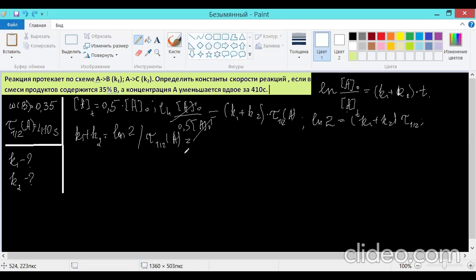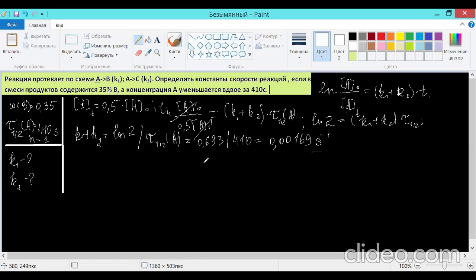The natural logarithm of 2 approximately equals 0.693 divided by 410, and we get 0.00169 seconds raised to minus 1. Okay, then, I should have said that these two parallel reactions are unimolecular. For that reason, the measurement unit is seconds raised to minus 1.